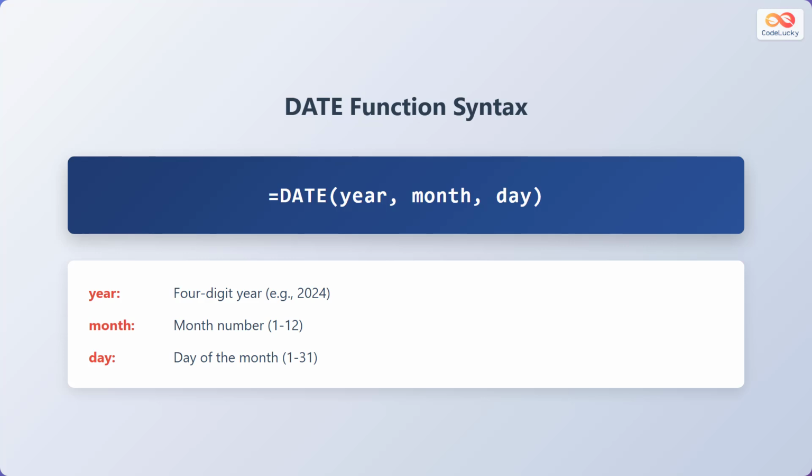The syntax for the date function is as follows: equals date, year, month, day. Now let's break down the parameters. The year parameter requires a 4-digit year, for example, 2024. The month parameter requires the month number, ranging from 1 to 12. And finally, the day parameter specifies the day of the month, ranging from 1 to 31.